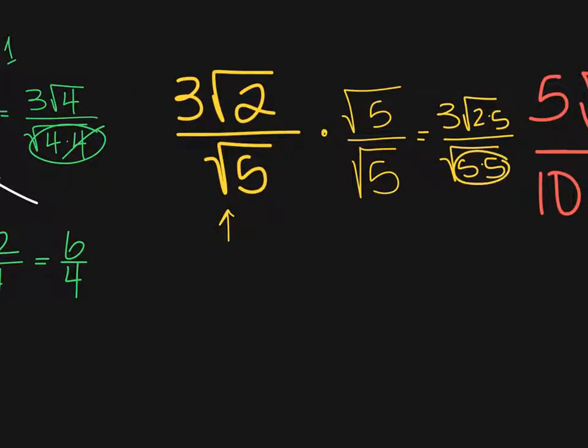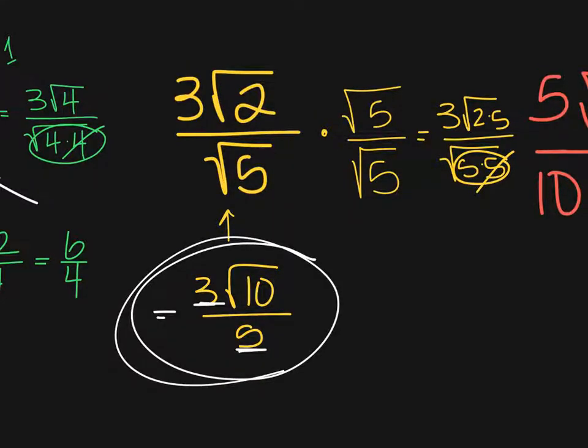So then a twin gets kicked out. So I'm going to have 3 square root of 10 all over 5. You can sometimes reduce the outsides, but 3 and 5 cannot be reduced. So this is your final answer.